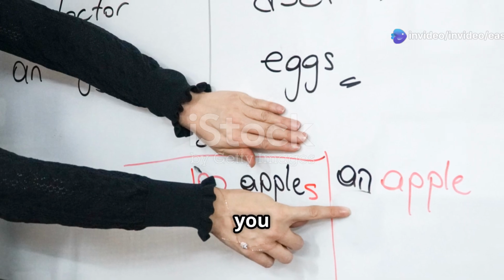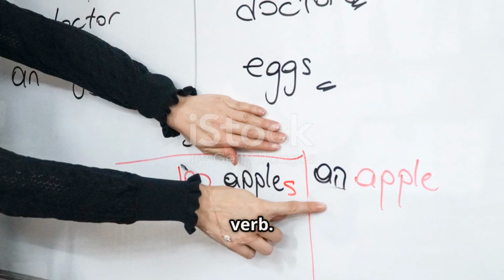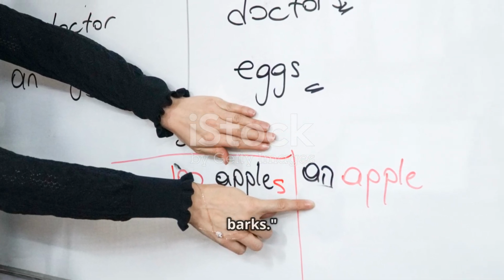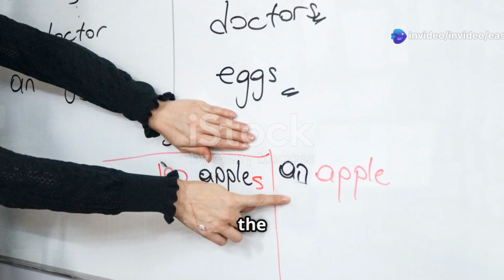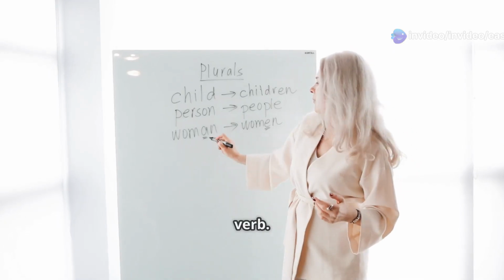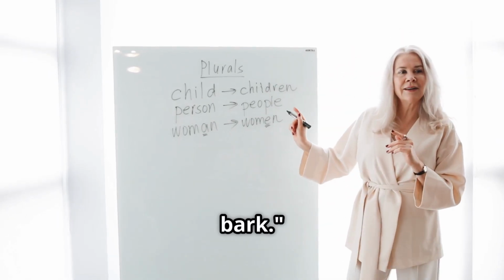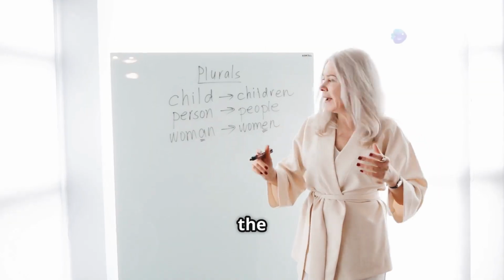In simpler terms, if you have a singular subject, one person, place, or thing, you need a singular verb. For example, the dog barks. Here, dog is singular and barks is the singular form of the verb. If you have a plural subject, more than one, you need a plural verb. For instance, the dogs bark. Here, dogs is plural, and bark is the plural form of the verb.